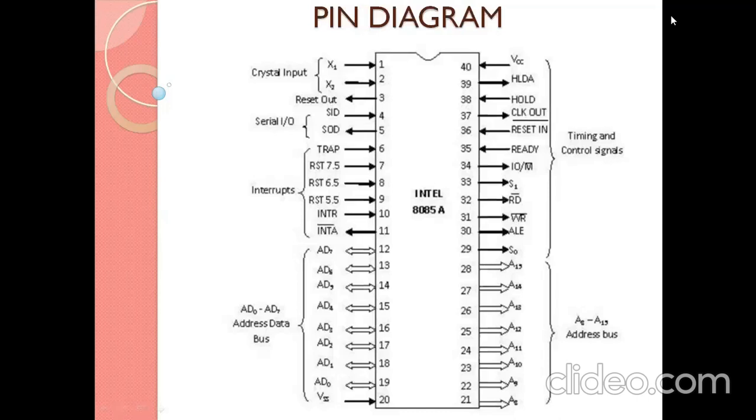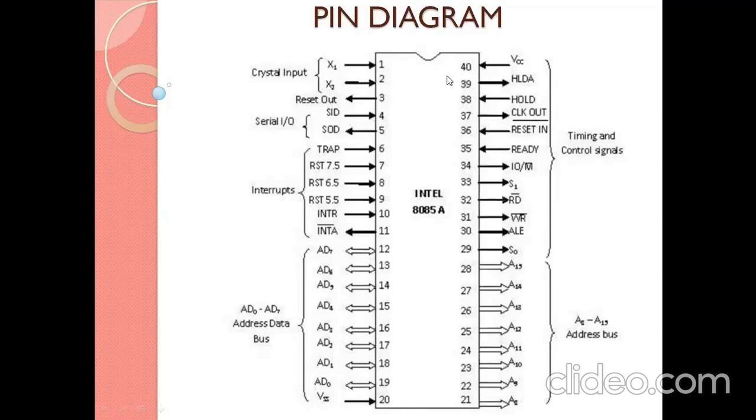It consists of 6200 transistors. First, we can see about the pins. There are 40 pins in the 8085 microprocessor. On the left hand side are pins 1 to 20 and on the right hand side are pins 21 to 40.